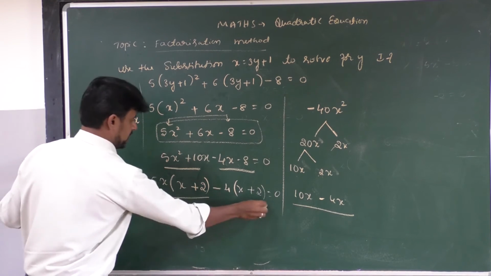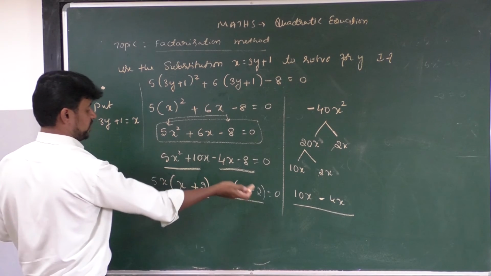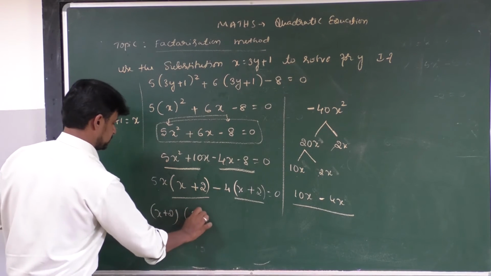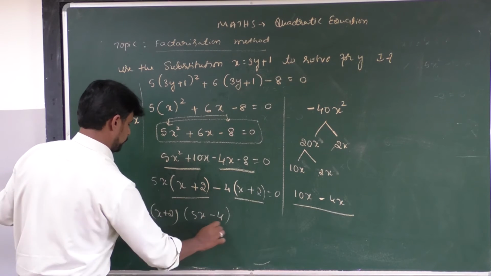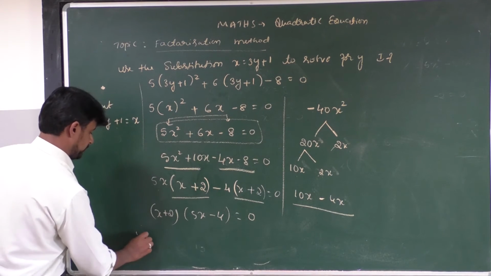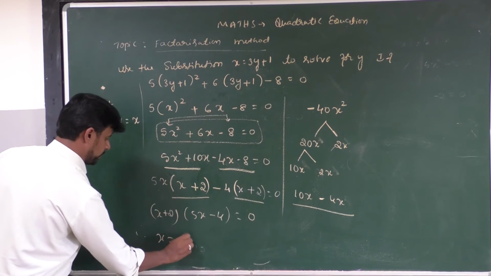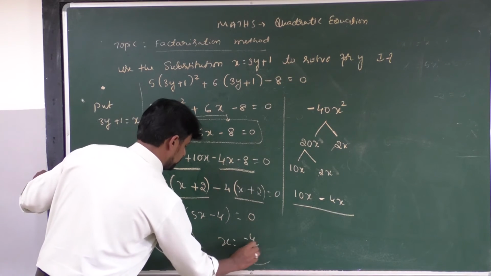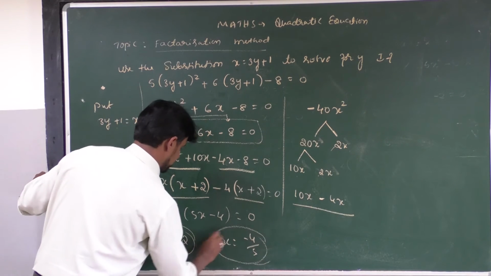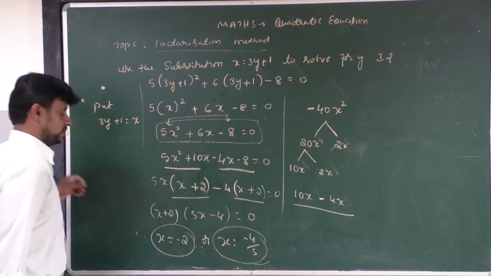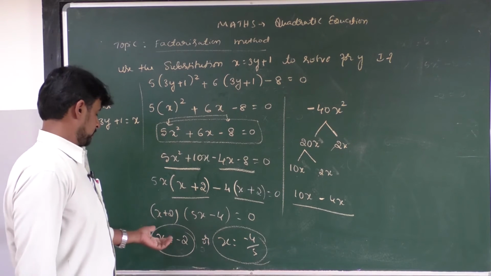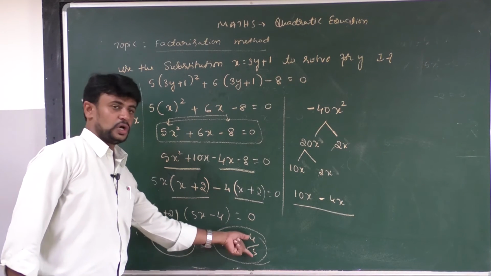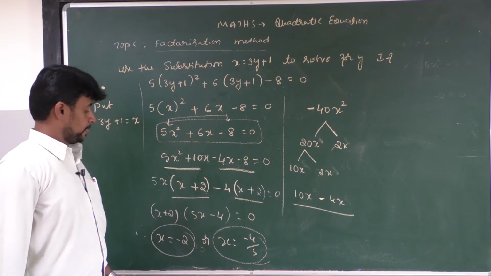Therefore, once again you have to take common. Here x plus 2 and x plus 2 is there, take x plus 2 as common, then the remaining terms are 5x minus 4 is equal to 0. Therefore, the value of x is equal to minus 2, one value, and another value is x is equal to minus 4 by 5. Okay. In this way we can easily find the values of x. x is equal to minus 2 and x is equal to minus 4 by 5.